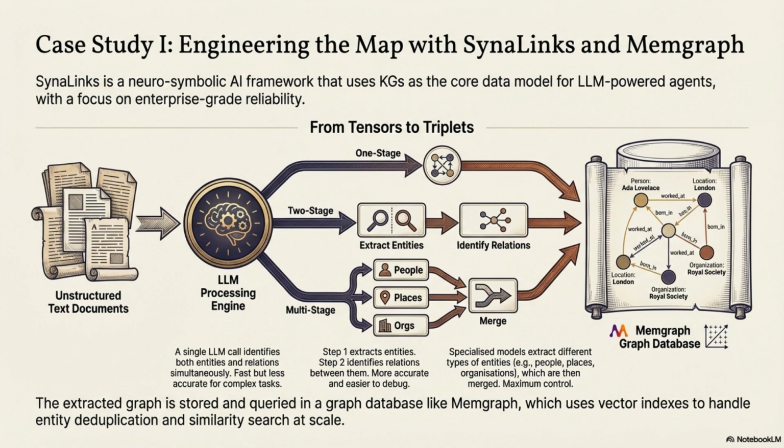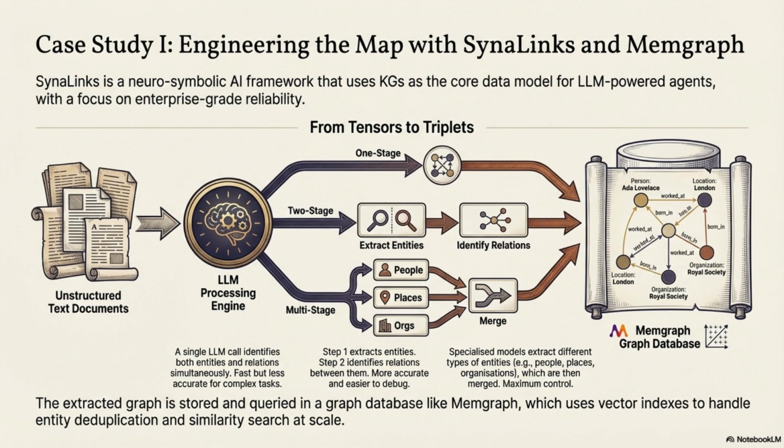That is the map. And once it's a map, finding a missing link is just a simple geometry problem. Exactly. Let's look at how this is being applied today. Case Study I, engineering the map for reliability with systems like Synalinks and MemGraph. This is focused on enterprise-grade structure.